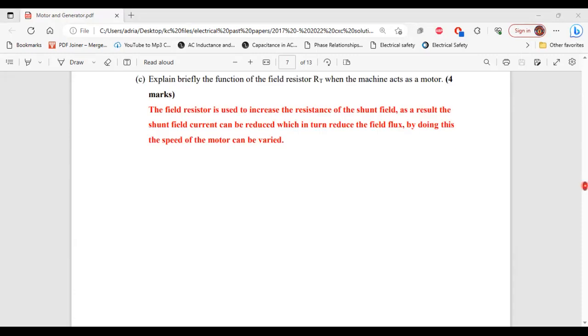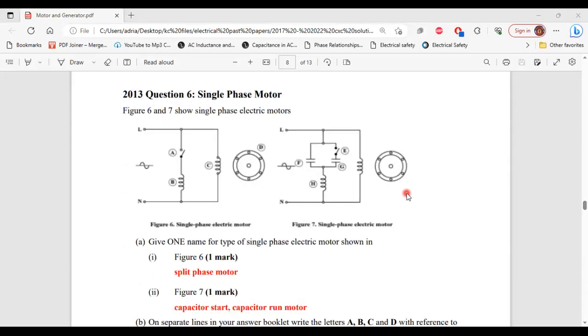All right, so let's move on to the next question. This is question 6 from the 2013 past paper. It says figure 6 and figure 7 show single-phase electric motors. Part A, it says give one name for each type of single-phase electric motor shown in part 1, figure 6, part 2, figure 7. So part 1 of A, figure 6, that is a split-phase motor. Part 2 of A, figure 7, that's a capacitor start, capacitor run motor. All right, so that's it for part A.